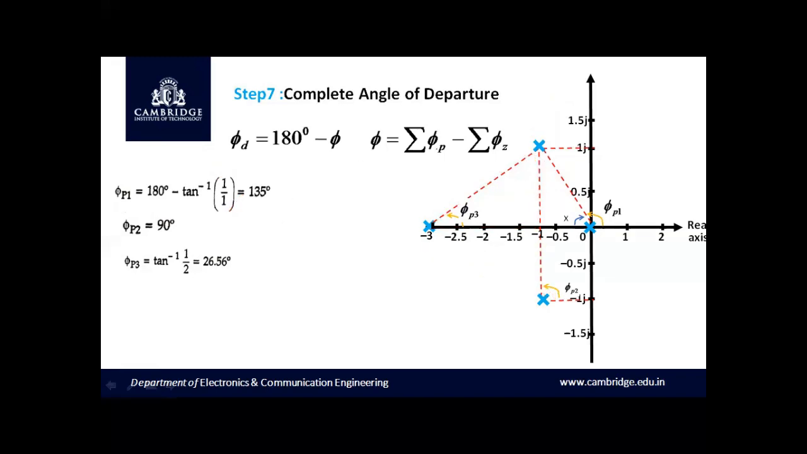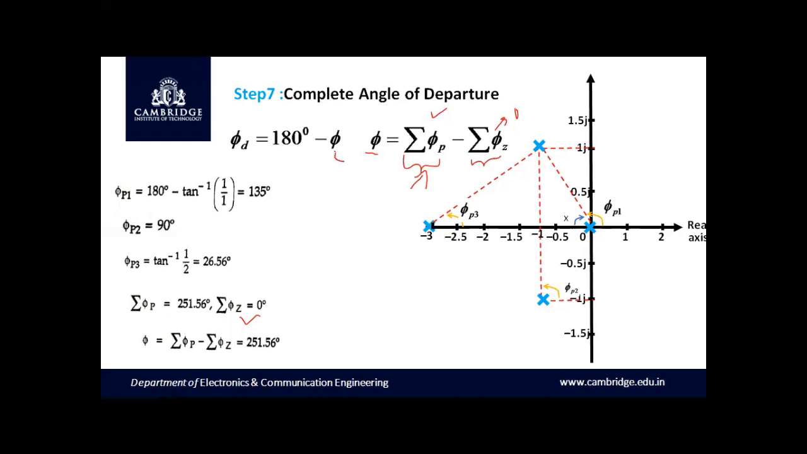If you sum up phi p1 plus phi p2 plus phi p3, we get the summation of phi p term. And summation of phi z will be equal to 0, as we don't have any zero in this example. Let us sum up all the angles. Summation of phi p will be 135 degree plus 90 degree plus 26.56 degree, which is equal to 251.56 degree. Then summation phi z is equal to 0 degree. Let us substitute for summation phi p and calculate phi. Therefore, phi will be equal to 251.56 degree minus 0.